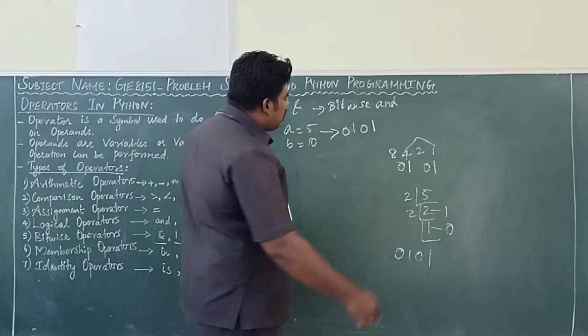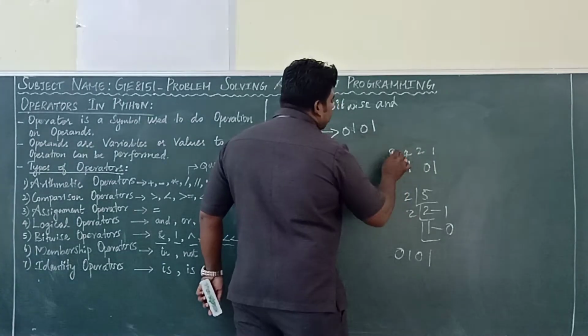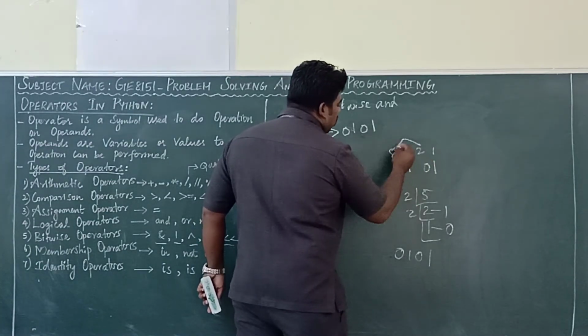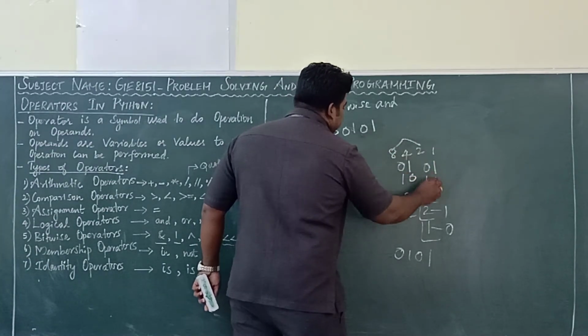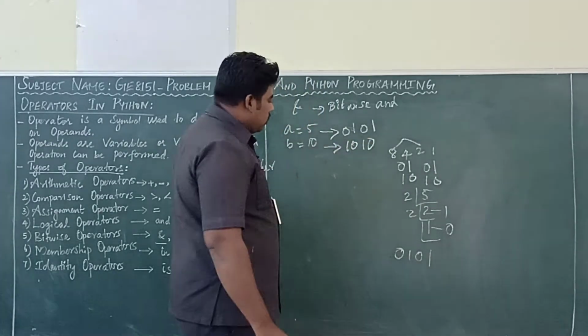Similarly for 10, what are the numbers you have to add to get 10? 8, 2. So 1, 0, 1, 0. So the binary representation of 10 is 1, 0, 1, 0.